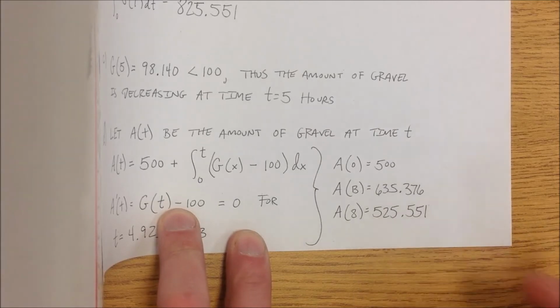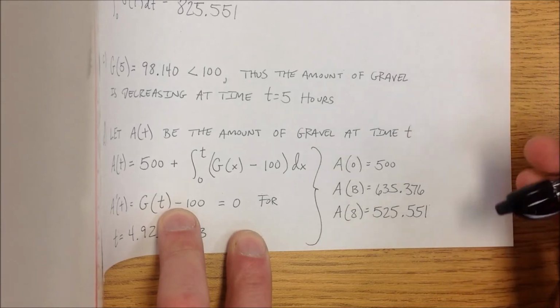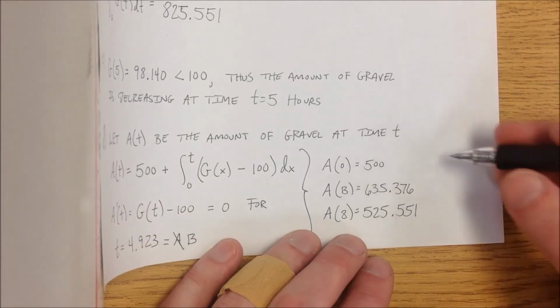Okay, we can see that the greatest amount occurs at time t equals b. Let me reread the question. It says, what is the maximum amount? And it doesn't say when does that happen. So I'm going to say thus the max amount is this.